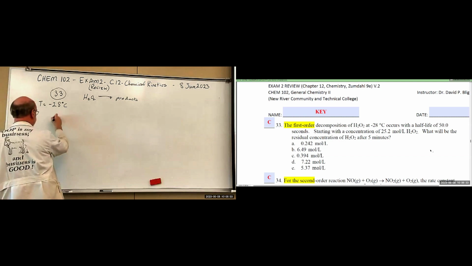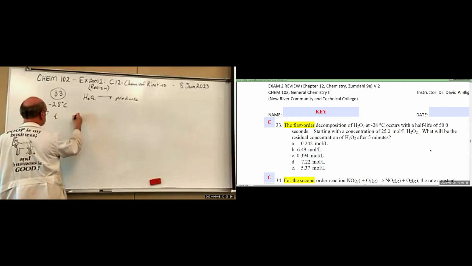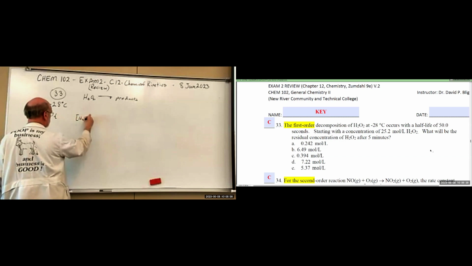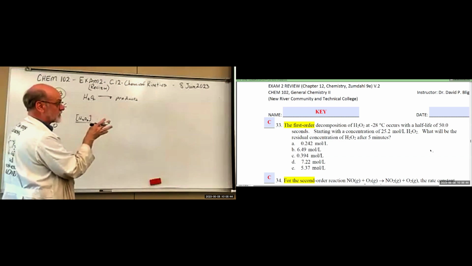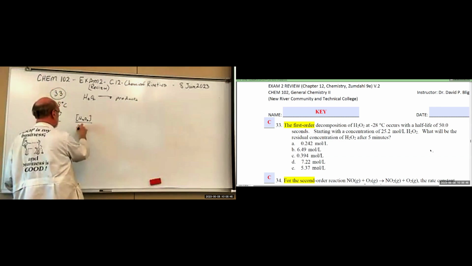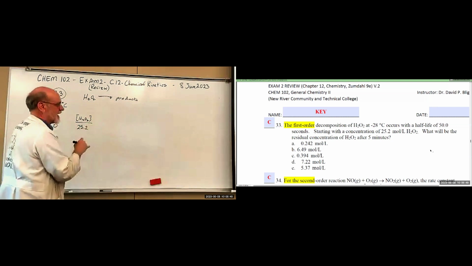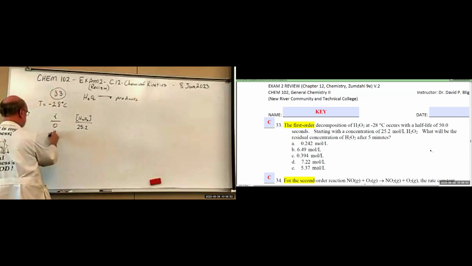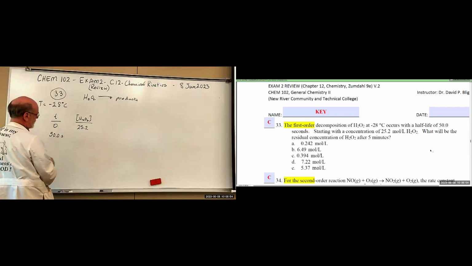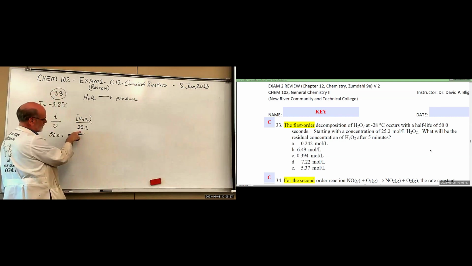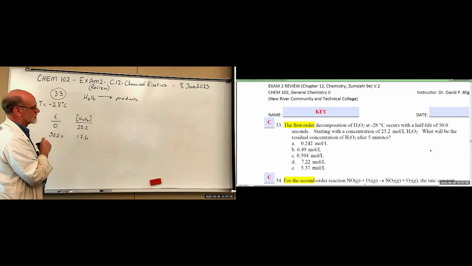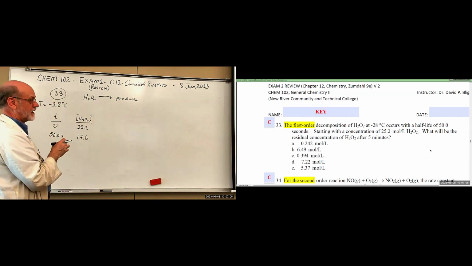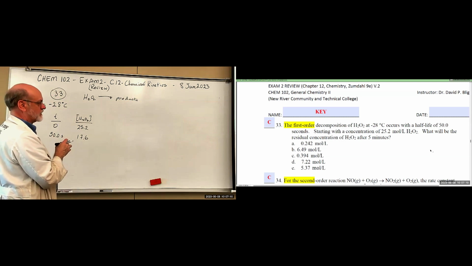So if we've got time here and concentration here, then at 0 time, we have something, and we're given the concentration is 25.2. And the first half-life is 50 seconds. So that means this would be what? Let's see, 2, that's 1, 2, 7, and 6, right? 17.6 would be for the first half-life. What would be the residual concentration after 5 minutes?